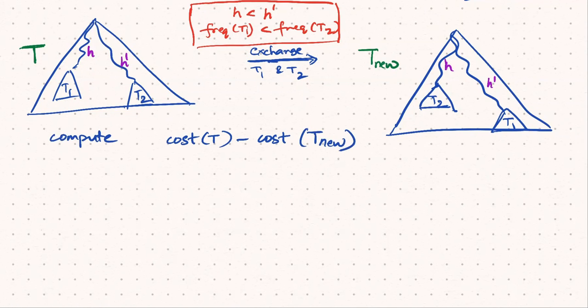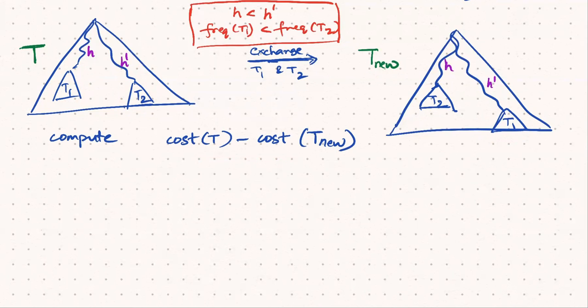So clearly, since everything else in the tree is not changed other than T1 and T2, the change in cost will be only due to the cost contributed by the symbols in T1 and T2. Right? We only have to look at how these two subtrees contribute to the cost in T and how these two subtrees contribute to the cost in T new, because every other symbol's contribution would cancel off in this difference.